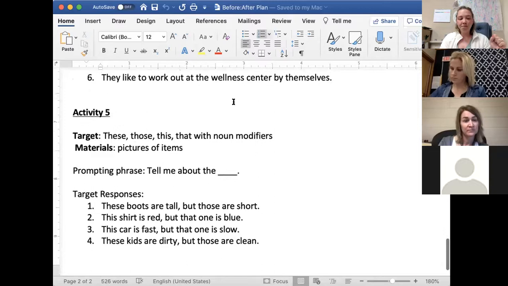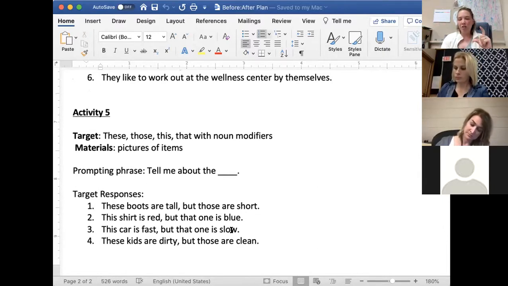And then another target: these, those, this, that, with noun modifiers. So having pictures of items, the prompting phrase would be, "Tell me about the boots." "These boots are tall, but those are short." So it's like a comparison.